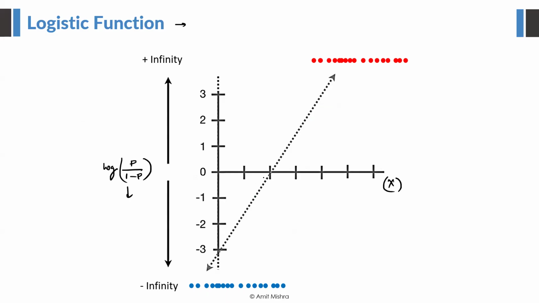So when you try to explain this, you'll get a line, which is a linear line, and this will go from minus infinity to plus infinity, of course. At plus infinity, it will go near or closer to label 1, and this will be closer to label 0.